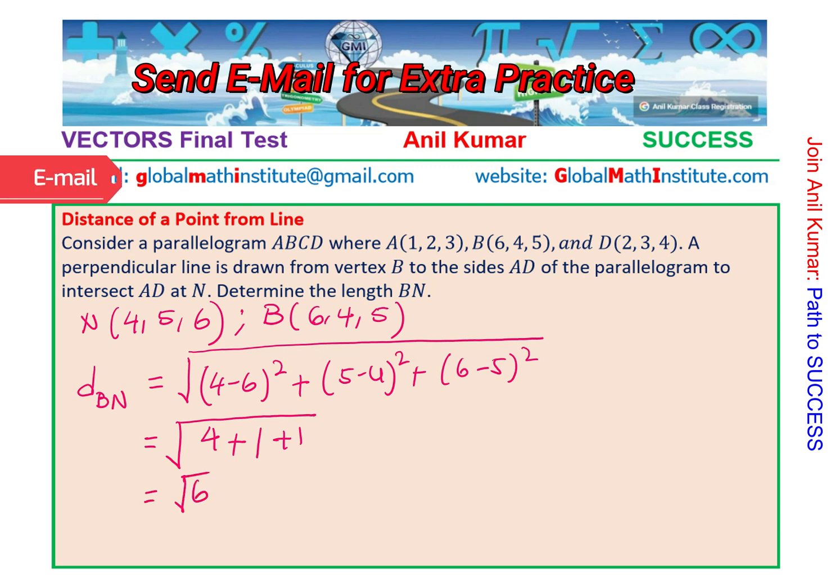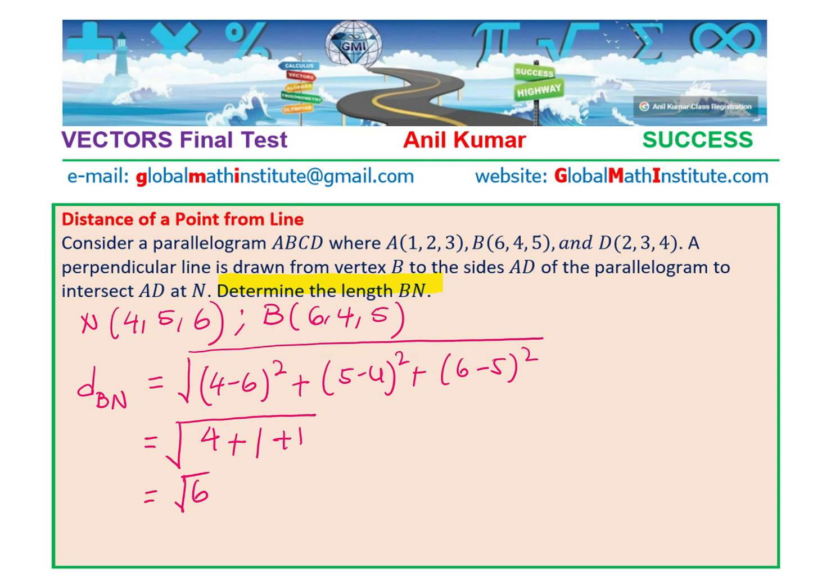Makes sense. So that is how we can find the length BN, the shortest distance from the vertex B of this parallelogram to the other side. Perfect. So that becomes our solution. So we know that this length BN is square root of 6 units. So with that, we can actually solve the question. I hope you understand the strategy. The whole idea is to review the concepts and get ready for the exam.